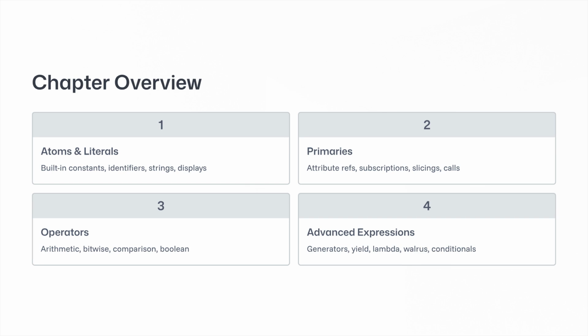Let's get into it. Here's the roadmap for the chapter. 4 main areas. First, atoms and literals. The smallest building blocks, constants, identifiers, strings, and displays. Second, primaries. The tightly binding operations like attribute access, subscriptions, slicings, and calls. Third, operators. Arithmetic, bitwise, comparison, and Boolean. And fourth, advanced expressions. Generators, yield, lambda, the walrus operator, and conditionals. Each section builds on the last, so let's go in order.